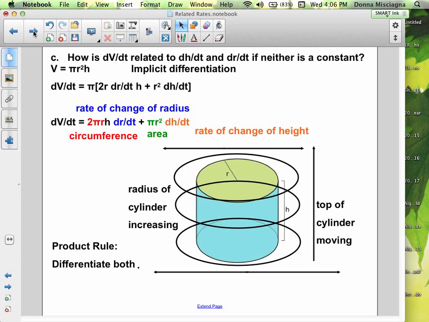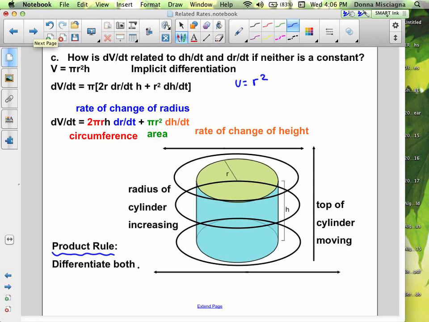So we have volume equals pi r squared h. We have to use implicit differentiation. Now they are both variables. R is a variable, h is a variable, and of course the volume is a variable. So now I've got two variables next to one another. The only constant here is the pi. That means I need to use the product rule. So u here will be r squared, and v will be h.